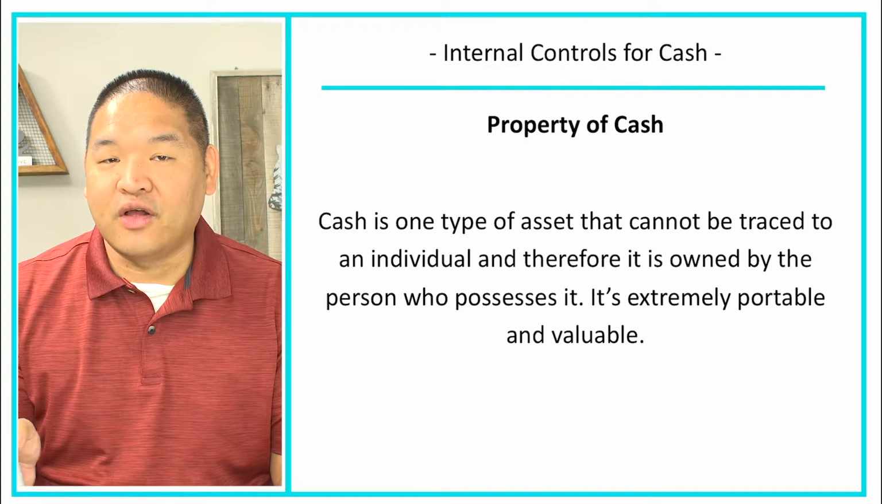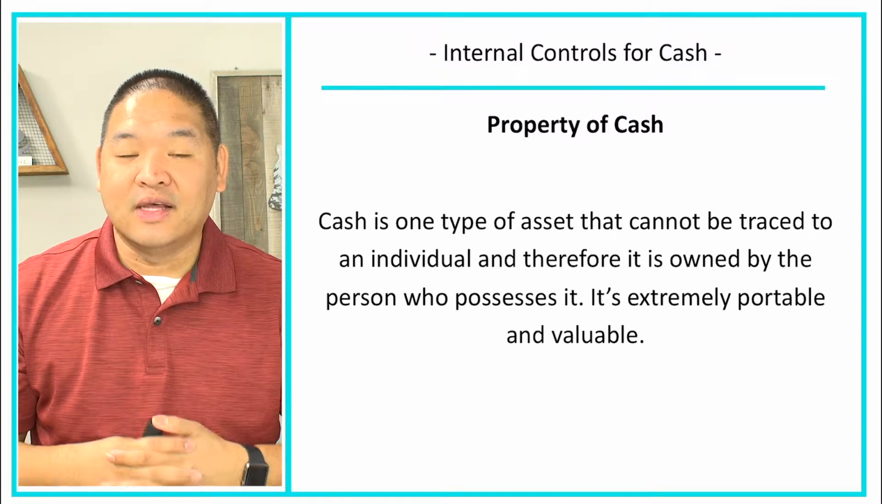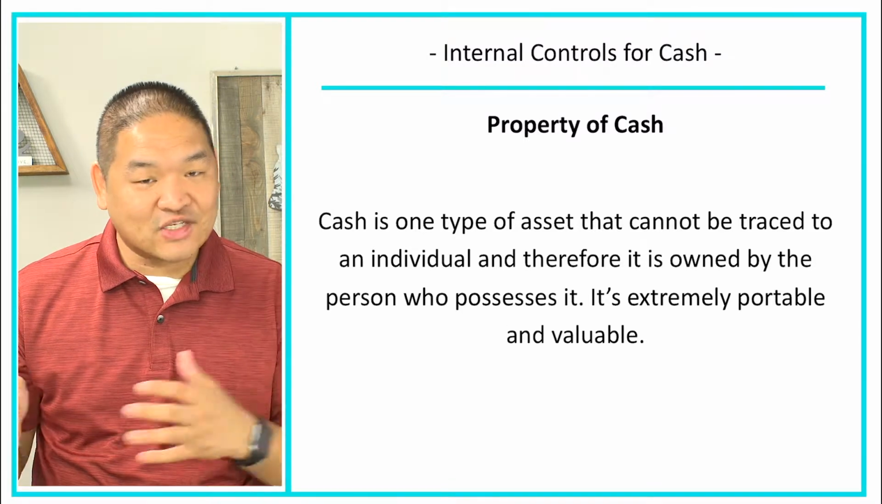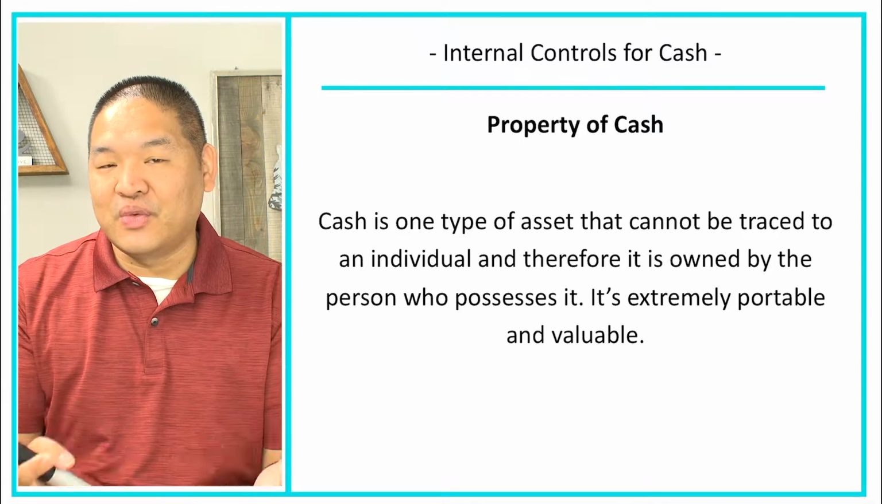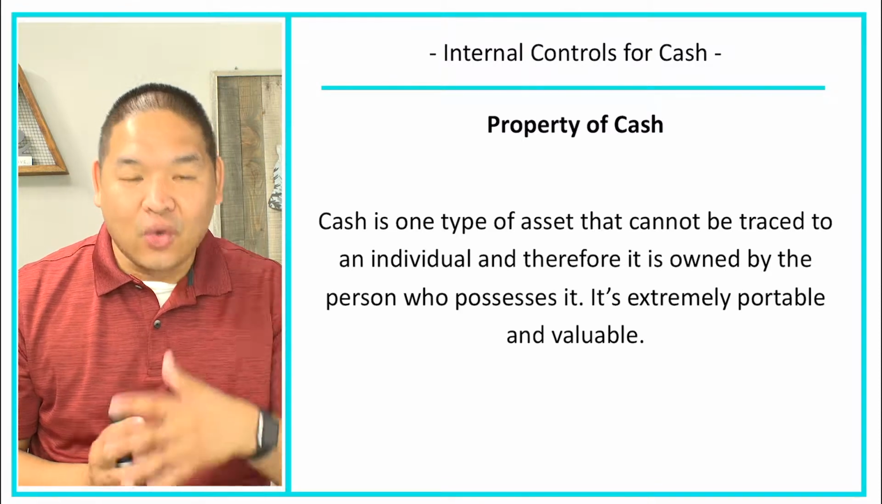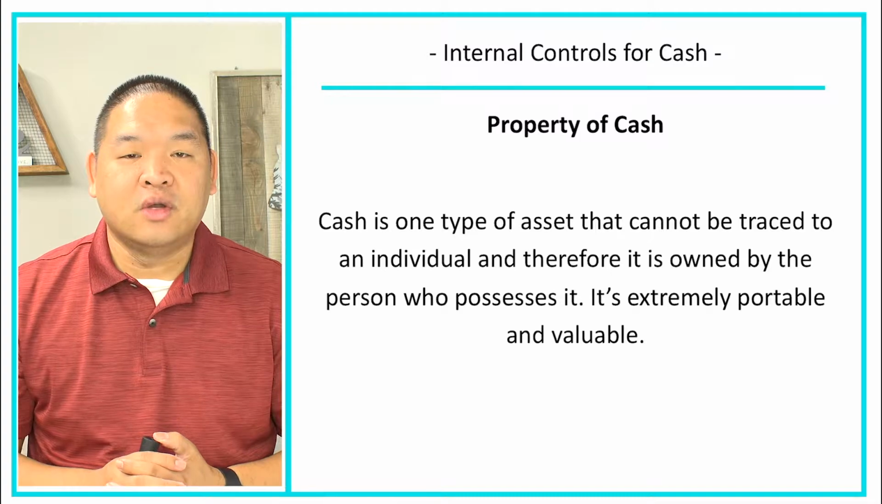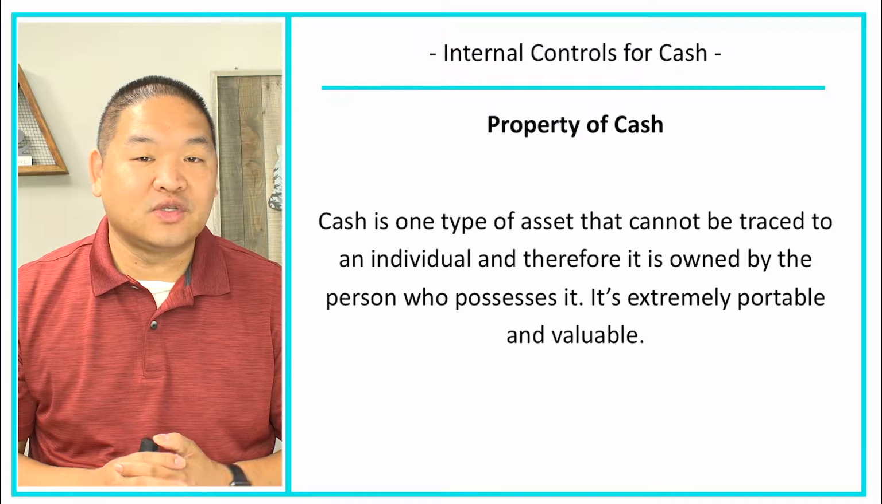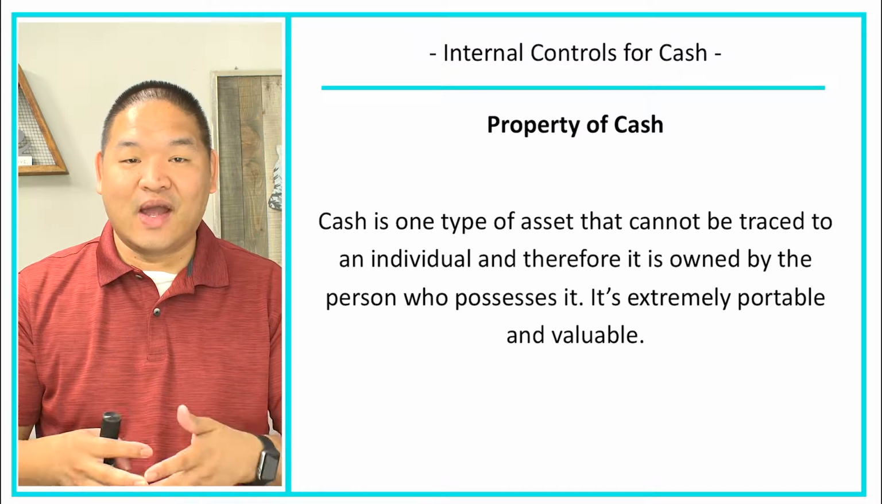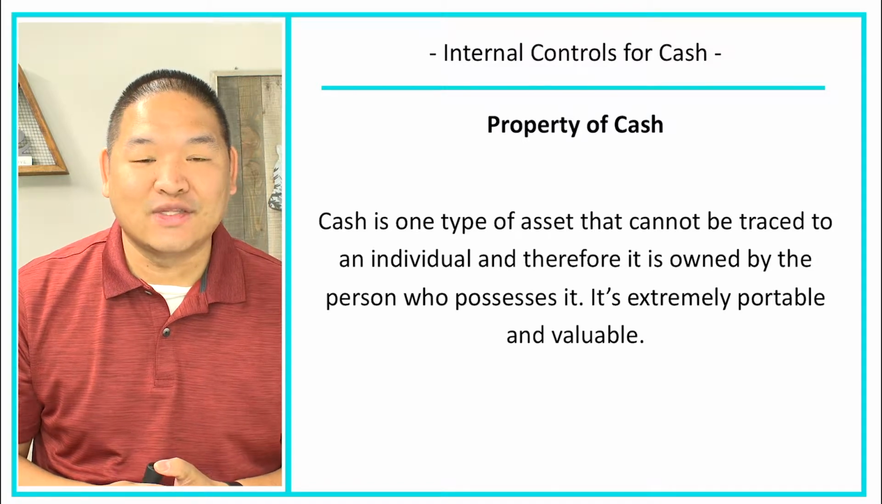So how can you prove that $100 was yours? Unless you have videotape of someone actually taking it out of your hands, nobody really can say that that is yours versus theirs. So because it is owned by the person who has it, this is the 9/10 rule, right? Possession is 9/10 of the law.